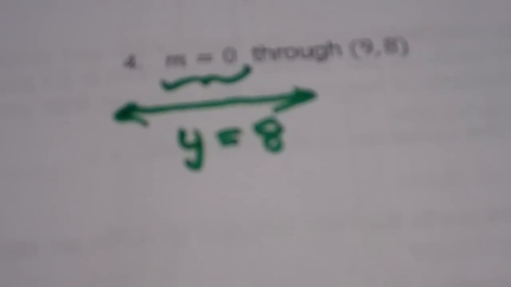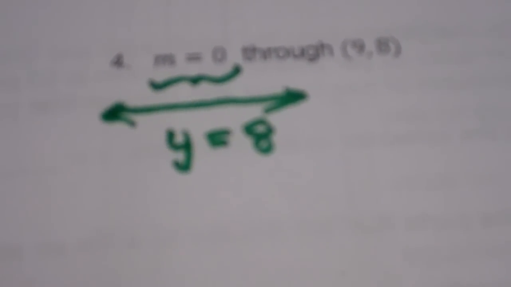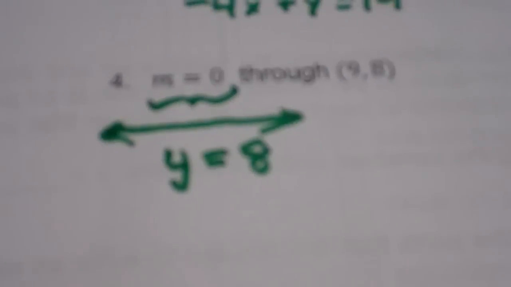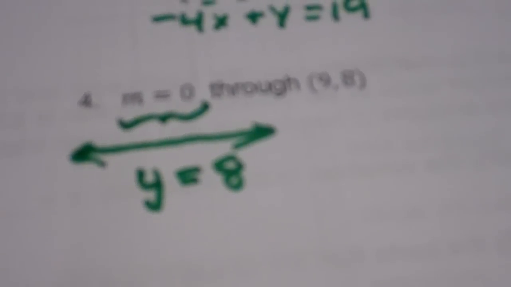Now technically, this would not be in standard form. Oh, actually, I take that back. We could still call that standard form, even though we don't have an x term there, because the coefficient of the x term was 0.